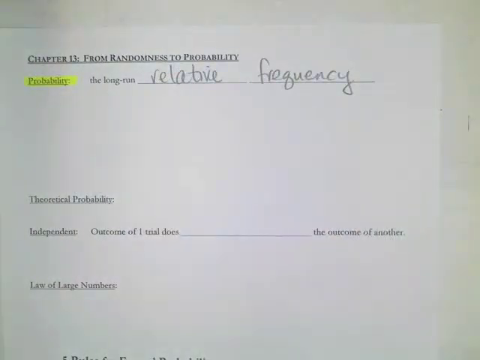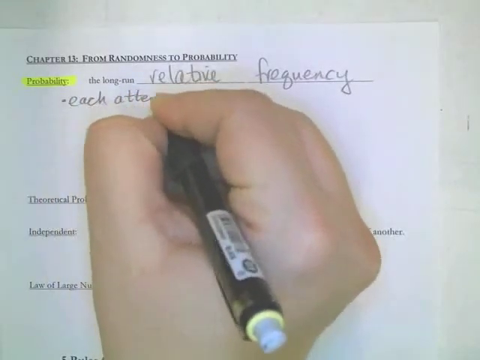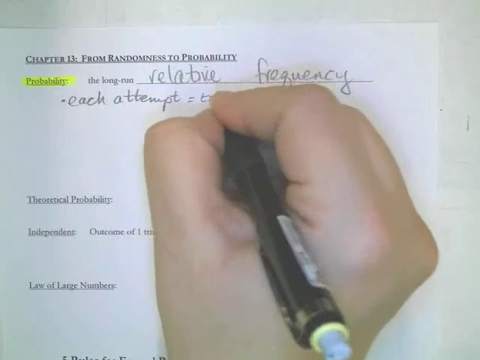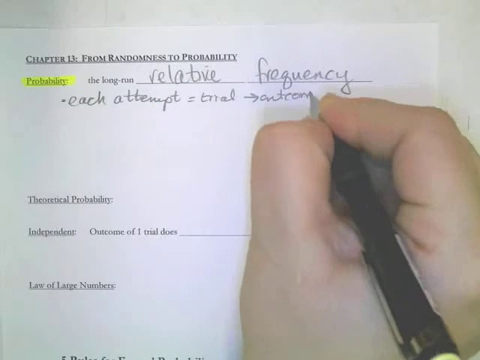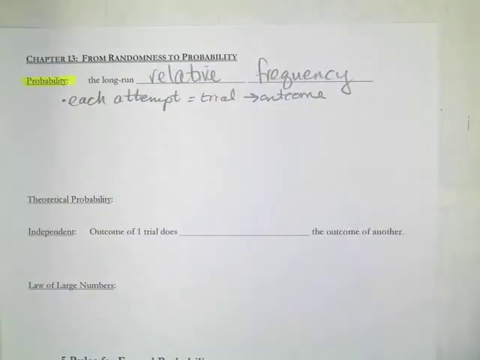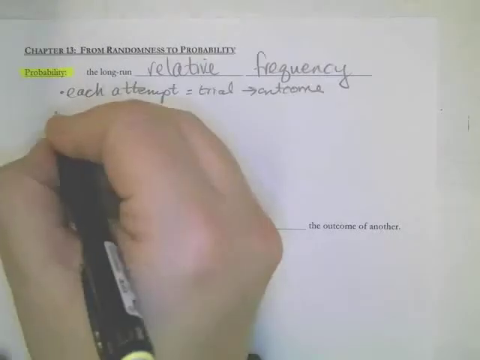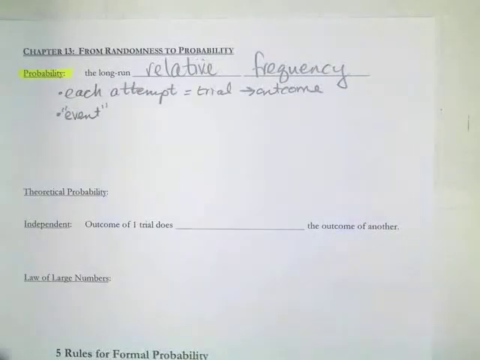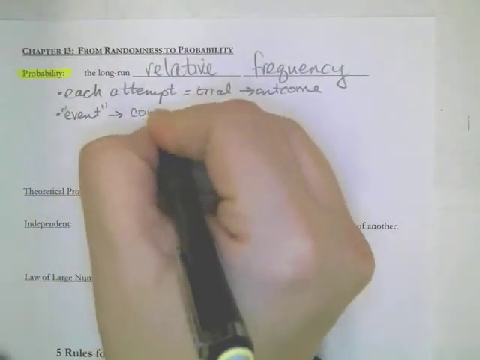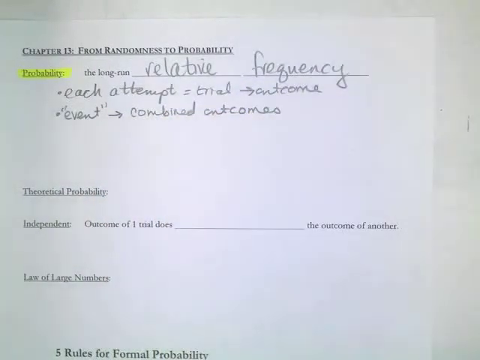Okay? When you have probability, each attempt is called a trial, and from each trial, you have an outcome. So if I flip a coin, that is an attempt, so I have one trial, and my outcome is whether I get heads or tails. Okay. When you think about the word event, an event is all the combined outcomes. So if I flip a coin 3 times, then I had 3 different trials, so I had 3 different outcomes.